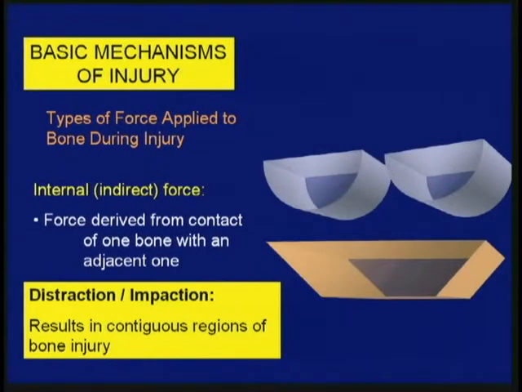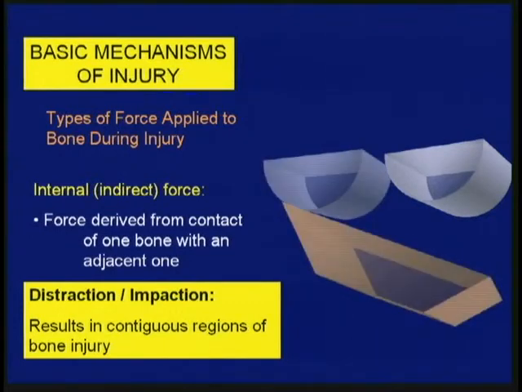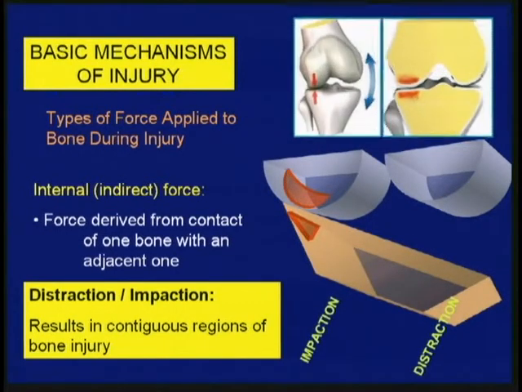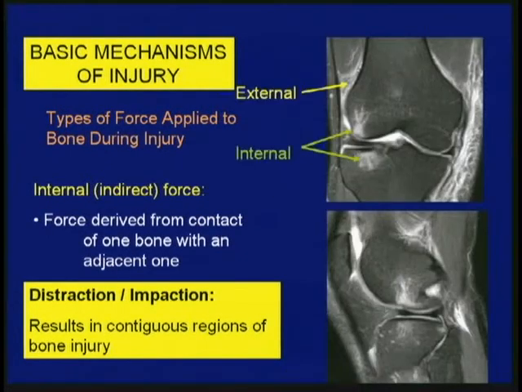The first of these is distraction impaction, and if you want to think of the example of this, it would be the valgus injury again. What happens is a collision on one side and distraction on the other side. And we've already talked a bit about this. You're going to see the compressive force usually on the lateral side, the tensile injury on the medial aspect of the knee. So I'll let you look at this example.